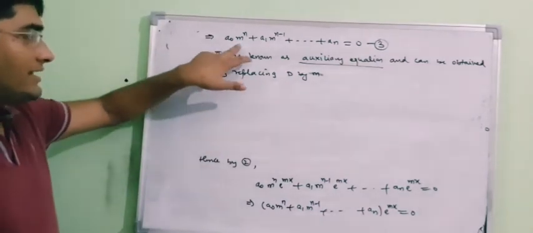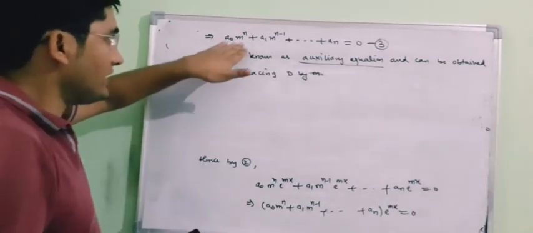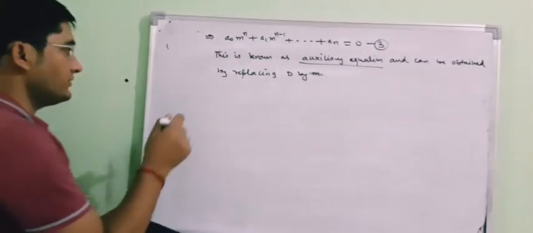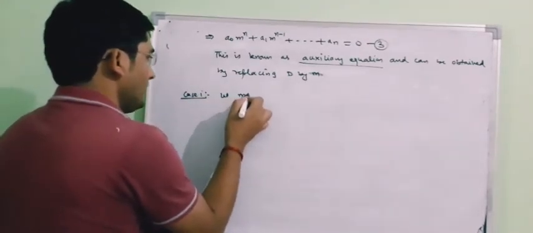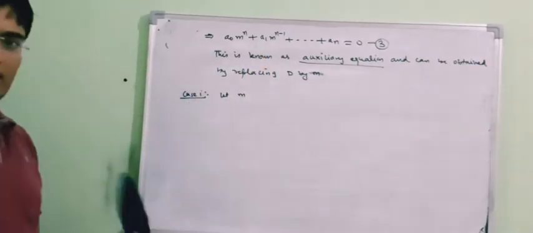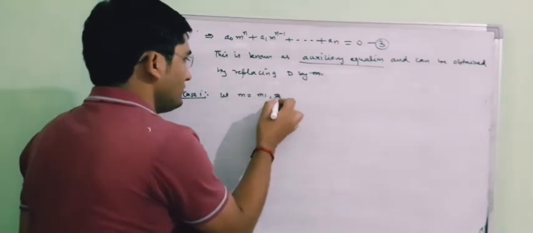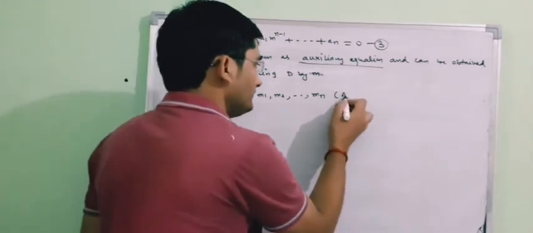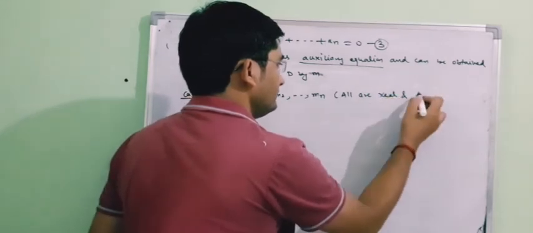Now as it has degree n, obviously it will have n roots. Let us discuss the nature of its roots, whether the roots are real and distinct, or complex conjugate, or pure imaginary. So case 1: because the degree of this equation is n, it will have n roots. Let the roots be m1, m2, ..., mn. Suppose that these are n roots and all are real and distinct.